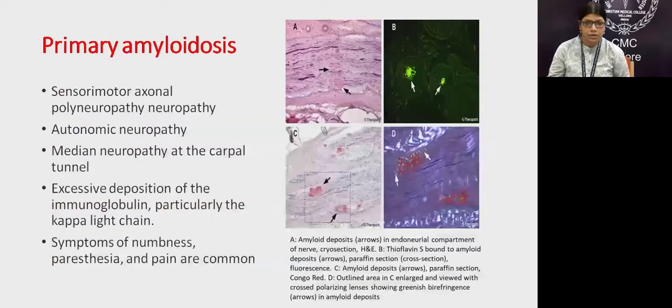Primary amyloidosis, I want to highlight the fact that they may present only as an autonomic neuropathy, or they can present as simply as a carpal tunnel syndrome. So in a clinical setting with edema or proteinuria or macroglossia, this will be an important differential diagnosis for an immune mediated neuropathy.